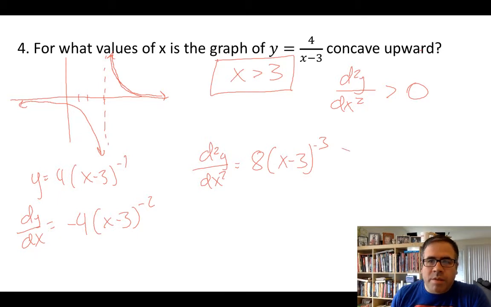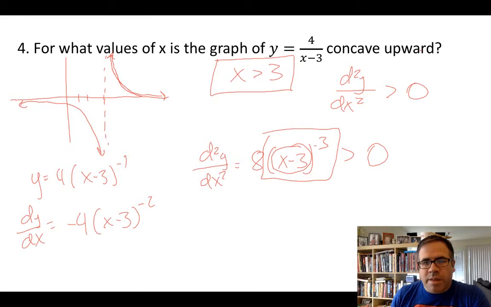If this is greater than 0, that means that certainly 8 is greater than 0. For this fraction to be greater than 0, just the x minus 3 part has to be positive. I'll switch back to positive, negative. For this multiplication to be positive, this is always positive, so this part has to be positive. Raising something to the negative third power keeps its sign, so that means x minus 3 has to be positive, or x is greater than 0.